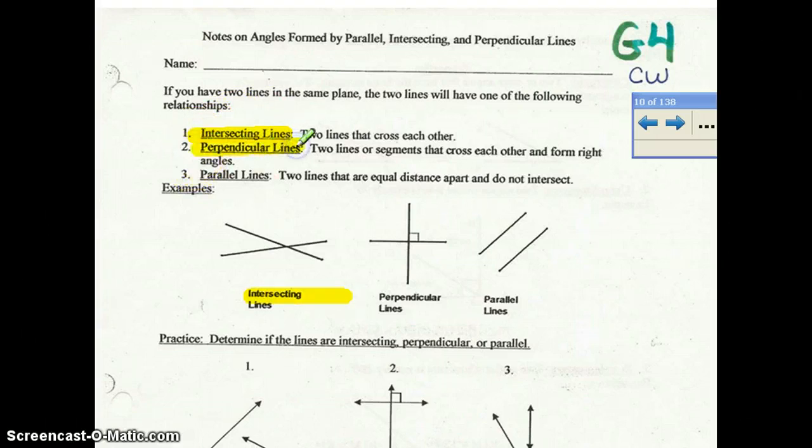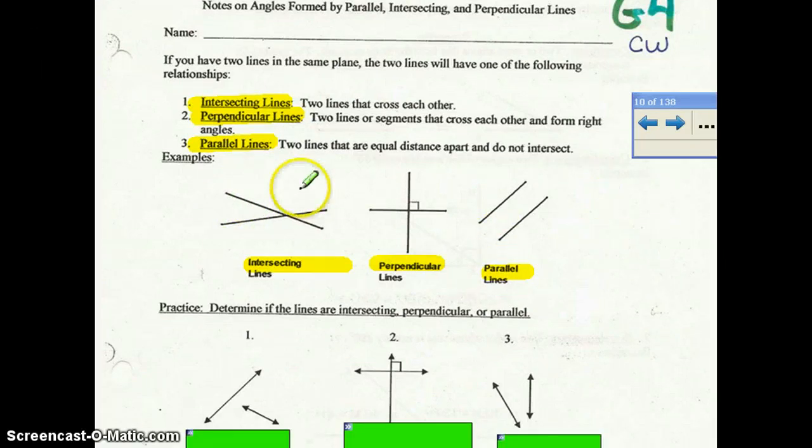They could be perpendicular, which means they are two lines or segments that cross each other and form right angles or 90-degree angles. Or they could be parallel, which are two lines that are equal distance apart and do not ever intersect. So here are your examples.